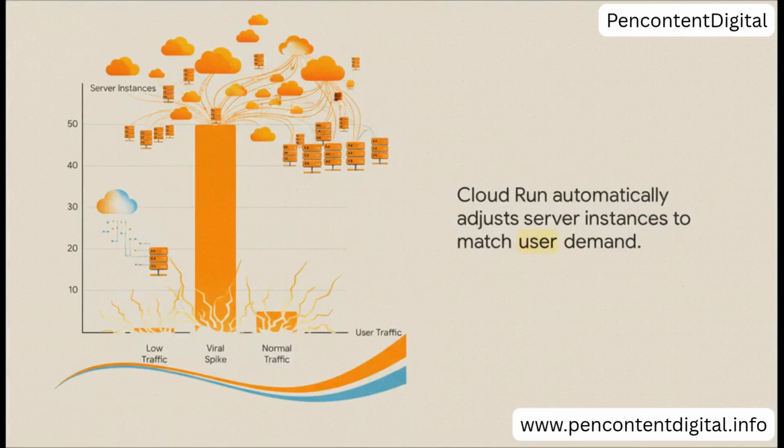And this is the magic that solves that whole going viral problem we started with. This is auto-scaling in action, and it is incredible. Look, when traffic is low, Cloud Run might just be running one single copy of your app. But when that viral spike hits, it instantly, automatically spins up 50 or 100 or 500 more copies to handle the load. Then, as things quiet down, it scales back down. You get exactly the power you need, exactly when you need it, and you don't have to lift a finger.